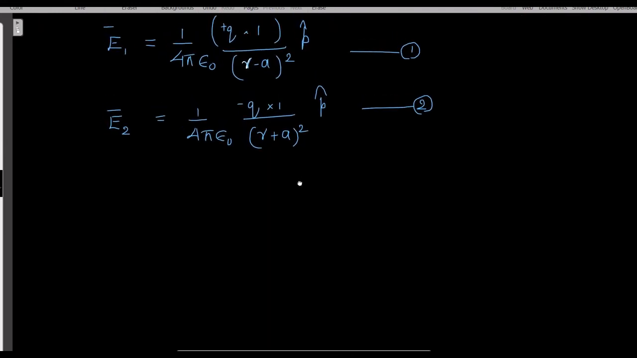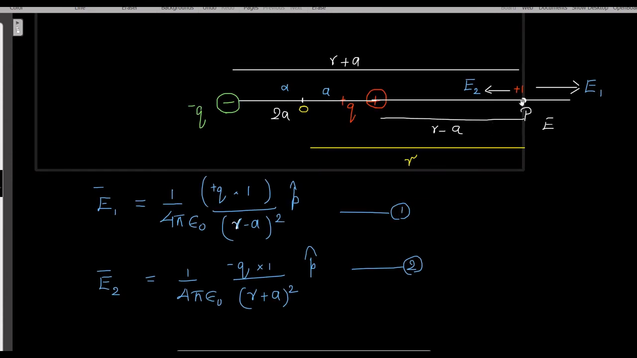Let that be equation number 2. Now let us calculate the resultant force at P. E1 is acting in this direction, E2 is in the opposite direction. So we can see the E1 numerator is almost the same as that of E2, and the denominator is (R minus a) whole square for E1, and in E2 the denominator is (R plus a) whole square.